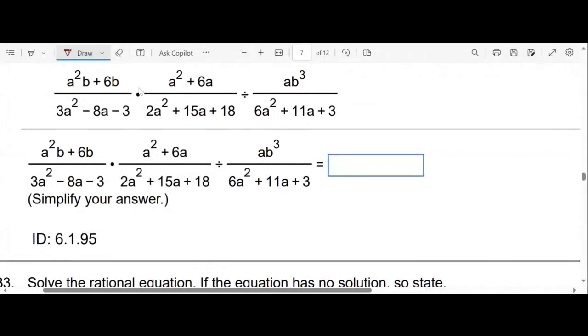Here's multiplication, and we have here division. When you change division to multiplication, what do you do? You flip.